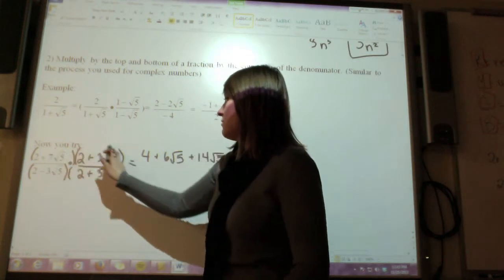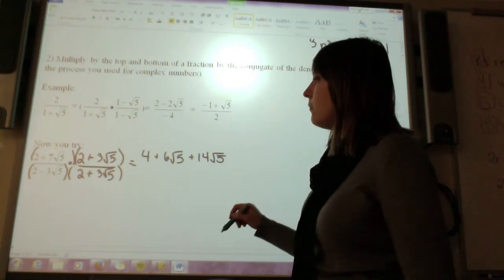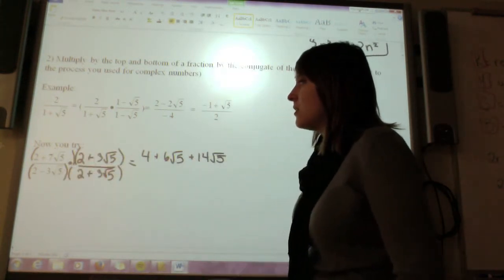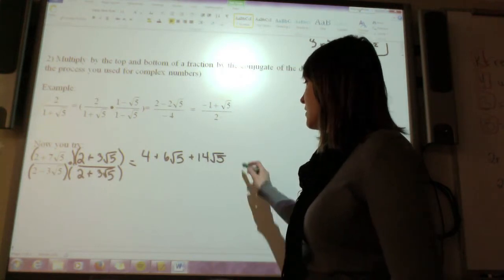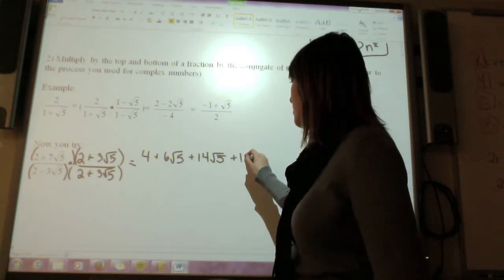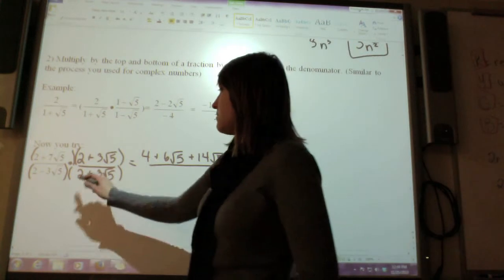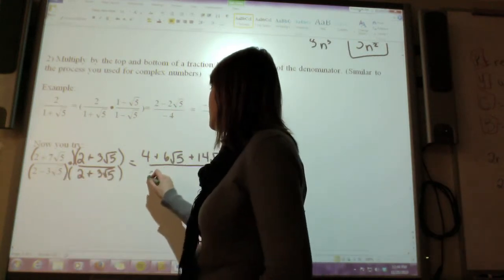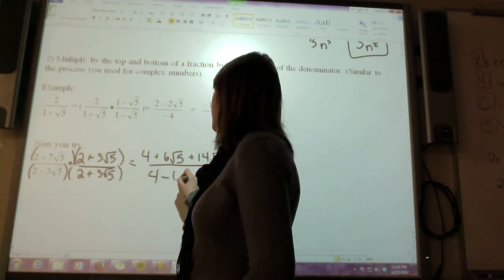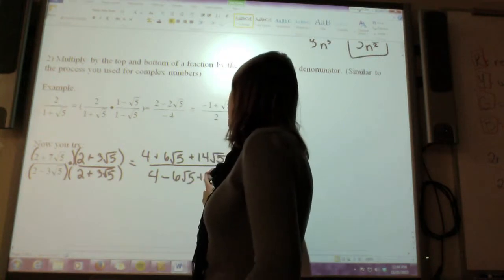If I do 7 square root of 5 times 3 square root of 5, I know 7 times 3 is 21, and then square root of 5 times square root of 5 is 5. So 21 times 5 gives me 105. Okay, now I can do the same thing down here. So 2 times 2 is 4. Negative 3 square root of 5 times 2 is negative 6 square root of 5. 3 square root of 5 times 2 is plus 6 square root of 5.